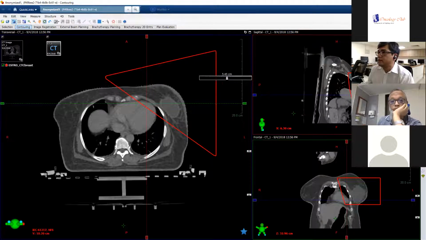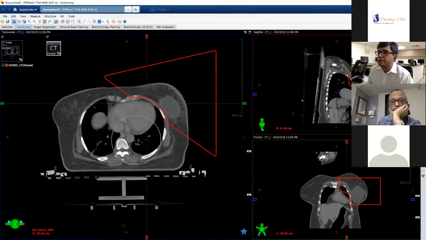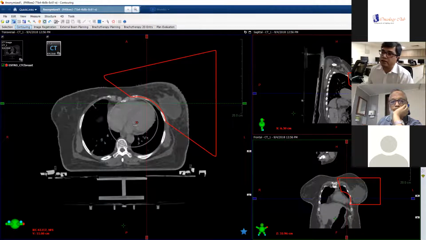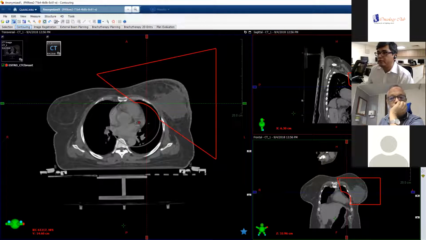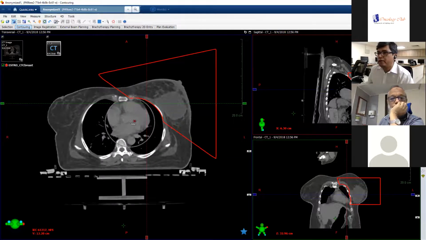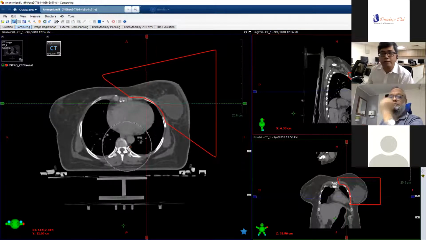If you just exclude the ribs and the intercostal muscles of the chest wall from this region, you will get more space between the apex of your heart and your PTV, and your physicist will not tear his head out trying to cover this region if it's abutting the heart. If you carry on and do that in a couple more slices, you will probably end up with a lower heart dose than if you include this region. That's the first point that I wanted to make.